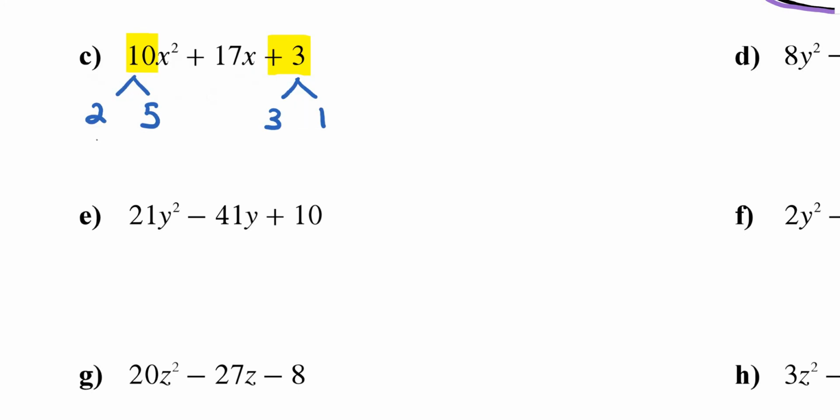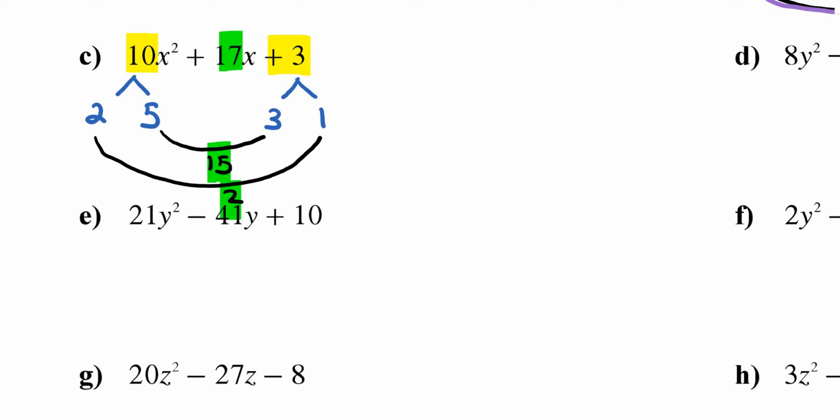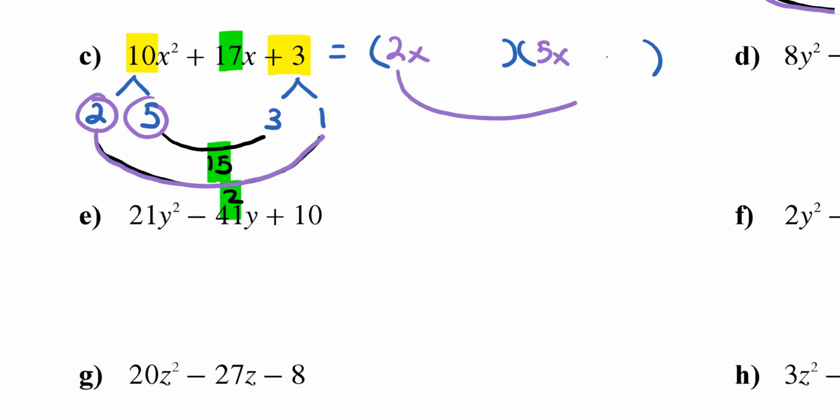All right, so let's go ahead and execute the smiley face technique. 2 times 1 is 2, and 5 times 3 is 15. And you'll notice that if I add 15 and 2, I do get 17, so my numbers are correct. And now I can set my 2 brackets and execute the smiley face technique. Usually these two numbers, 2 and 5, go to the front, 2x and 5x. And then notice that the 2 multiplies with the 1, so I need a plus 1 there, and then the 3 goes on the inside. So my final answer is 2x plus 3 times 5x plus 1.